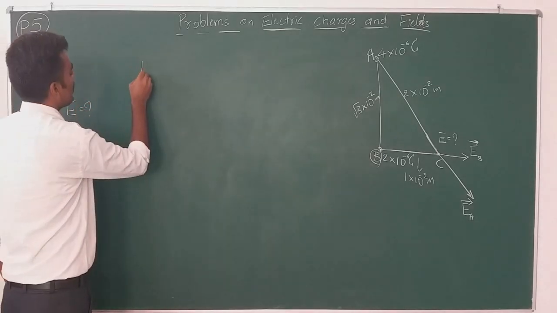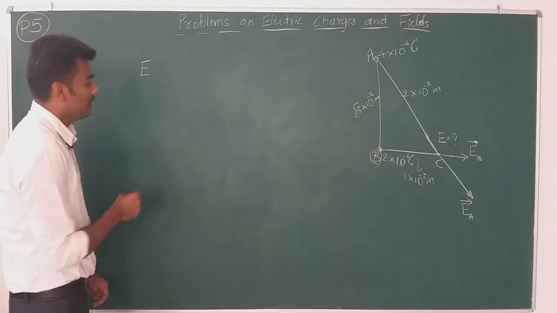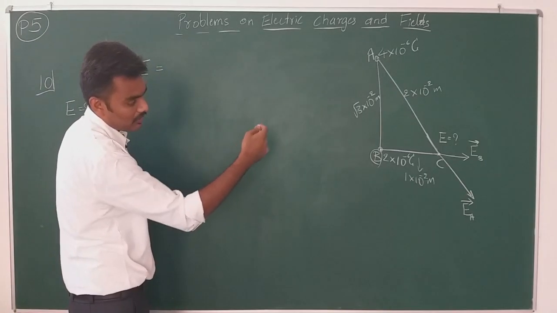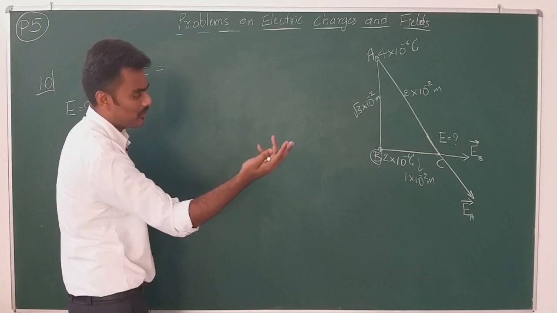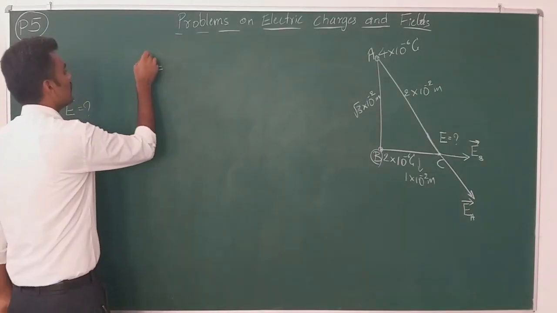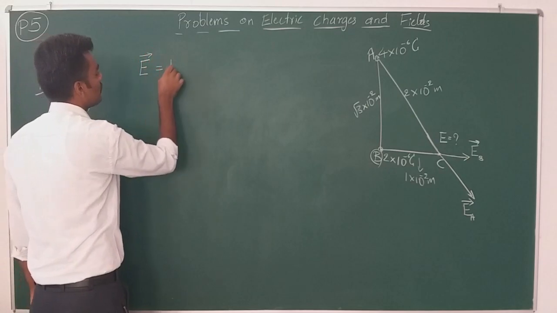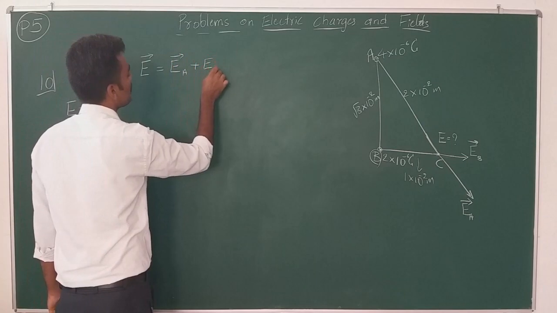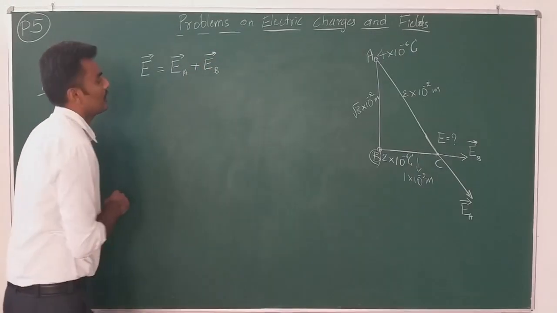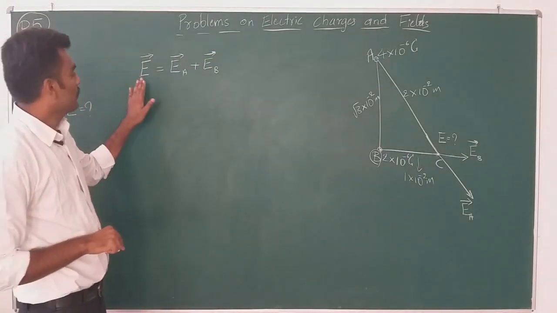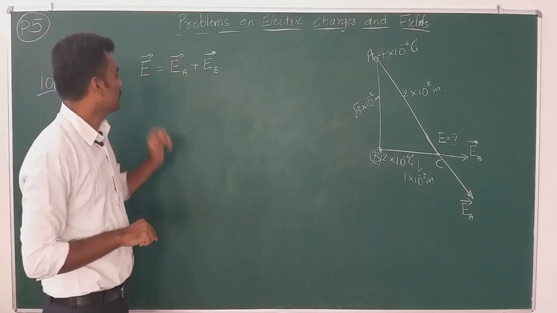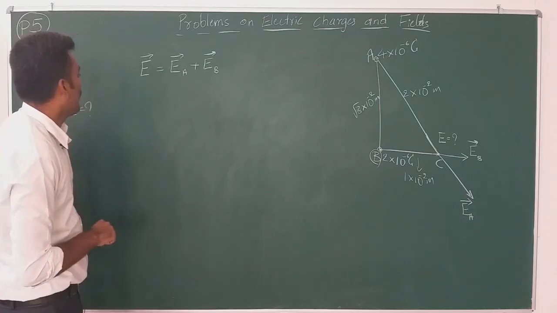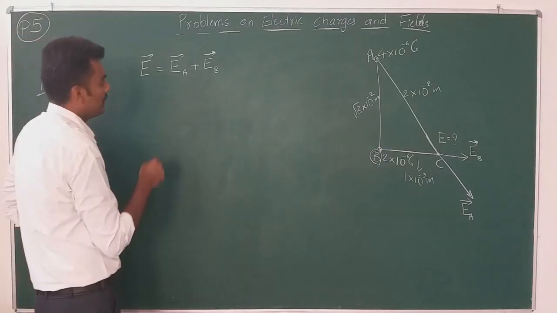The net electric field at C, E, is equal to, once again, the electric field is basically a vector quantity. So, the net electric field E is equal to the vector sum of EA and EB. Upon simplifying this, we will get the magnitude of electric field E and the direction of electric field E.